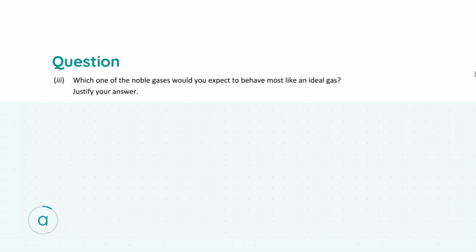So moving now on to part 3, we were asked which of the noble gases you would expect to behave most like an ideal gas. We're looking here at the noble gases, and then we're asked to justify our answers. So there are 2 important things we need to take away from this question. We're being asked which noble gas is the most like an ideal gas, and we're also being asked to justify our answer. So we need to include both of those in our answer here.